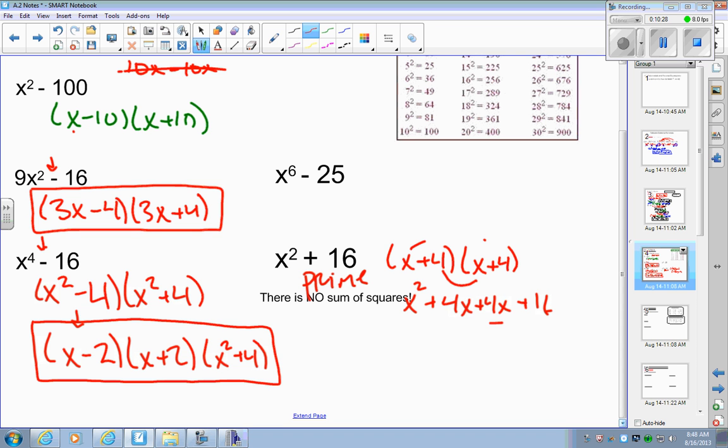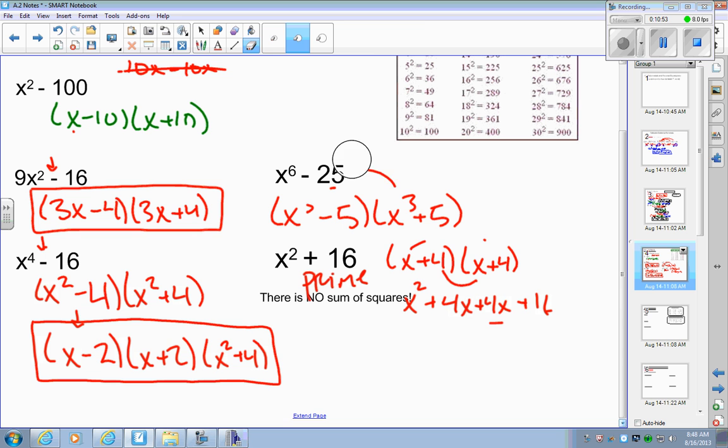Last one here with these difference of squares, x to the 6 minus 25. 6 isn't a square, but 25 is. So why don't we try this? x cubed minus 5, x cubed plus 5. Now, if you do an x to the third times an x to the third, from yesterday you guys will remember when you multiply exponents, you add their powers. So that's actually going to work. Middle terms will cancel. Negative 5 times 5 gets you negative 25, and you're good to go.